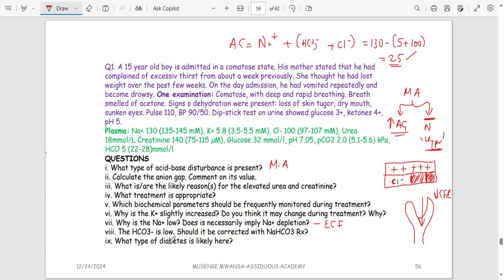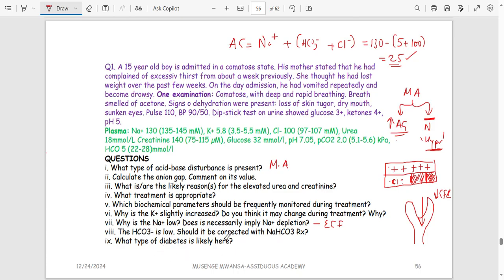The bicarbonate is low. Should it be corrected with sodium bicarbonate? This one we already answered, isn't it? Don't correct it with sodium bicarbonate. Why? Because immediately you give insulin, the pH itself will be corrected, as we explained earlier. When you give insulin, there's a correction of the acidosis. You're not producing ketone bodies anymore. If you give sodium bicarbonate, it might switch off the respiratory drive and worsen the acidosis, and those are the reasons we gave.